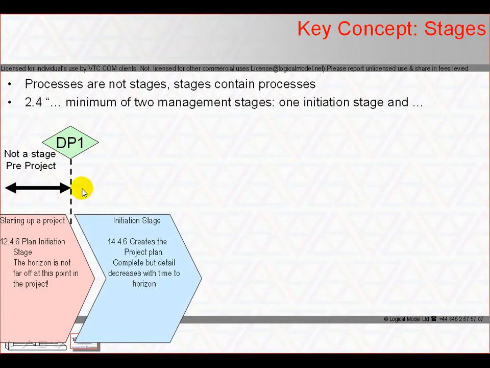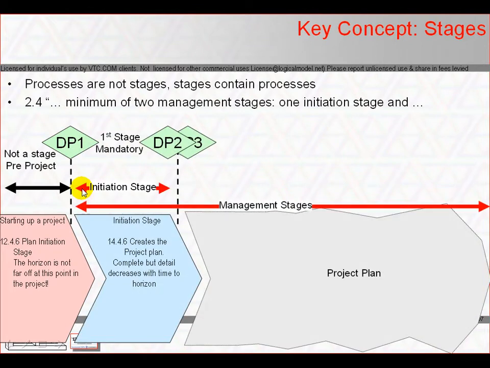We will talk soon about what SU does, but for now note that it creates a detailed plan for the initiation stage. And we'll talk soon about what the initiation stage does, but for now note that it creates a forward-looking project plan, which is less detailed the further into the future we go, and it brings us up to the decision points DP2 and DP3.